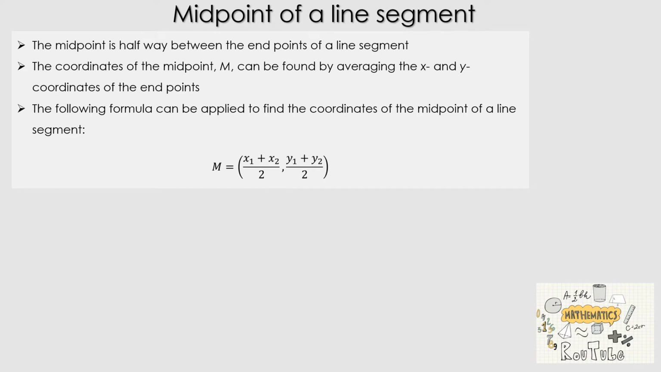So let's begin by having a look at the midpoint of a line segment. So what is it? The midpoint is halfway between the endpoints of a line segment. The coordinates of the midpoint, which we denote using a capital M, can be found by averaging the X and Y coordinates of the endpoints. Essentially what that means is we need to apply the following formula to find the coordinates of the midpoint. Here we've got x1 plus x2 divided by 2, and we'll go into that a little bit more deeply. And we've got y1 plus y2 over 2. So using that formula will give us the coordinates of the midpoint.